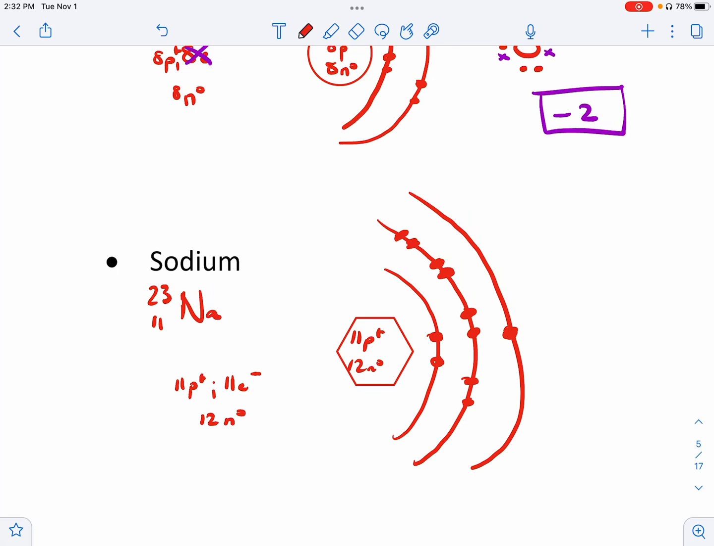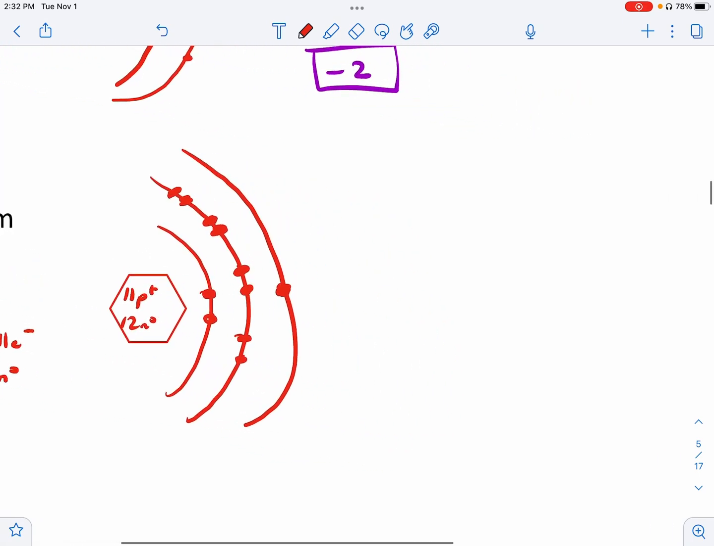All right, so Na's Lewis dot is just Na with 1 dot. Remember, start at the top, bottom, side to side.